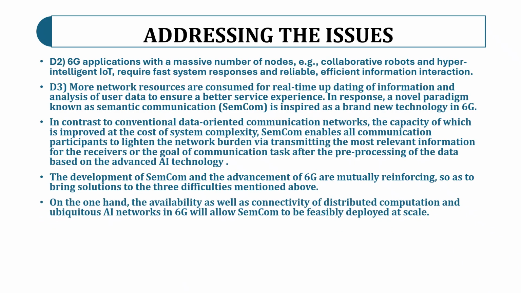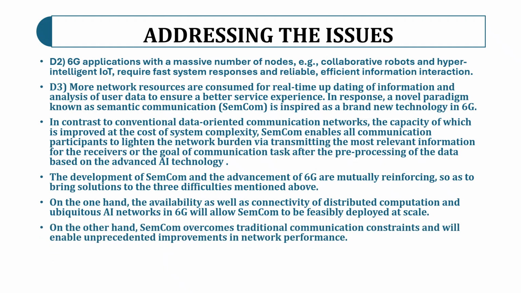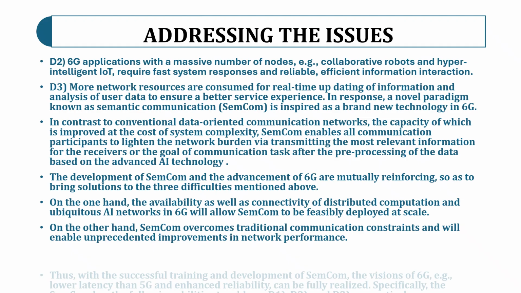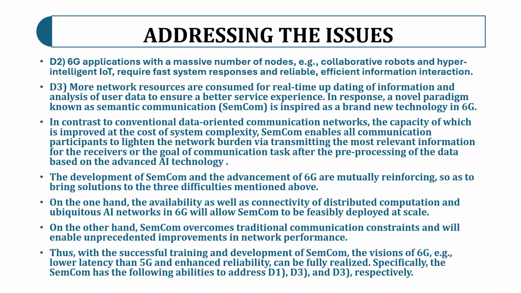On one hand, the availability and connectivity of distributed computation and the ubiquitous AI networks present everywhere in 6G will allow SemCom to be deployed at very large scale. On the other hand, it overcomes the constraints of traditional communication and will help in improving network performance like never before. With the successful training and development of SemCom, for example, we can see low latency. The data processing rate is very low compared to 5G, and hence reliability can be fully realized.